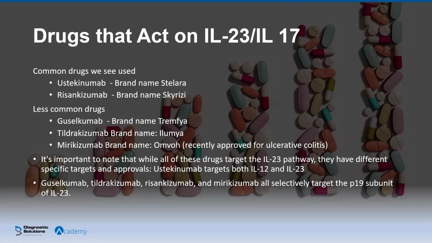Here's a list of drugs that are acting specifically on the interleukin 17, interleukin 23 pathways. We see some of these drugs used very commonly in our practice, and then other drugs are coming in the pipeline right now, or we're starting to see them used for a variety of other rheumatologic disorders. Historically speaking, drugs will initially start in the rheumatology world and then will become repurposed for the inflammatory bowel disease world.